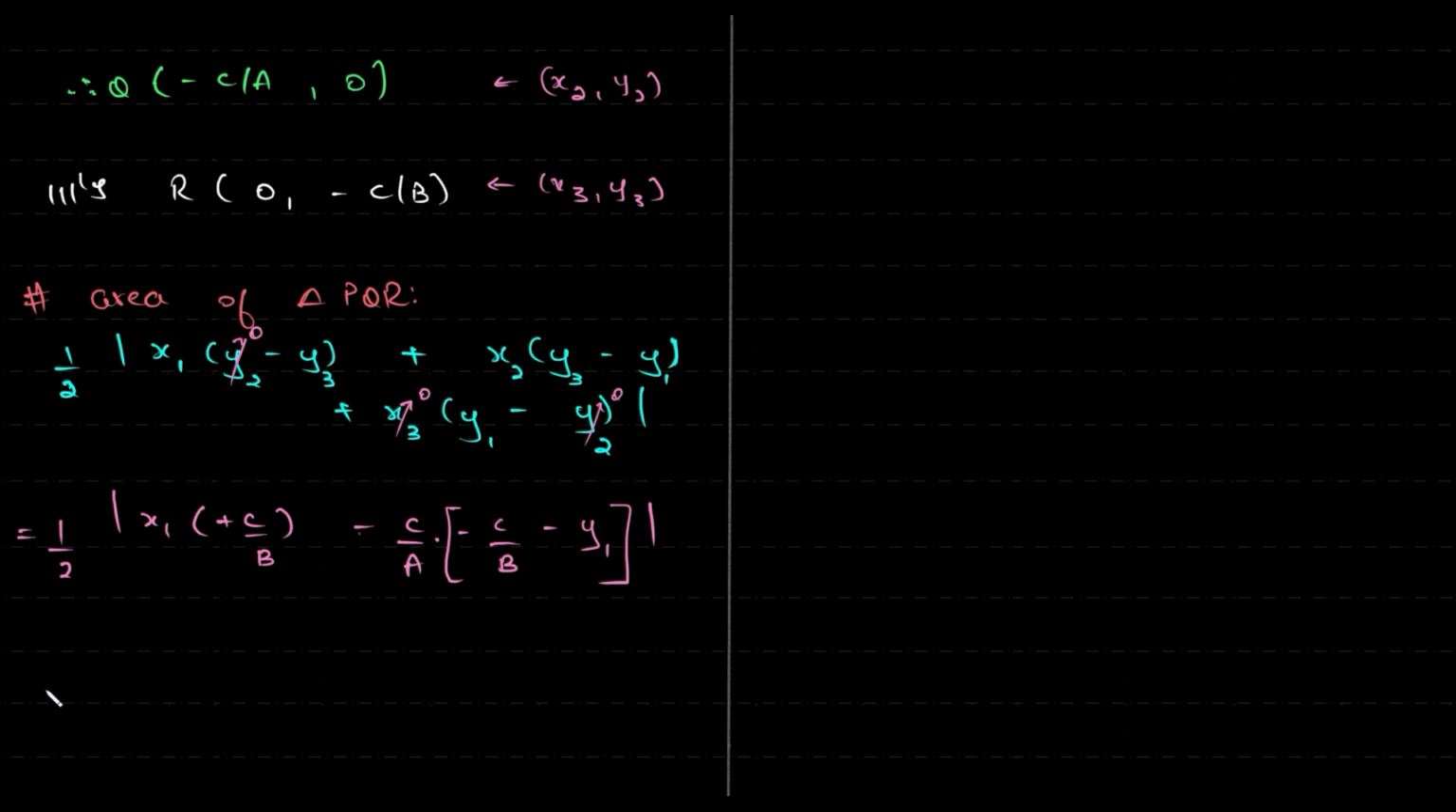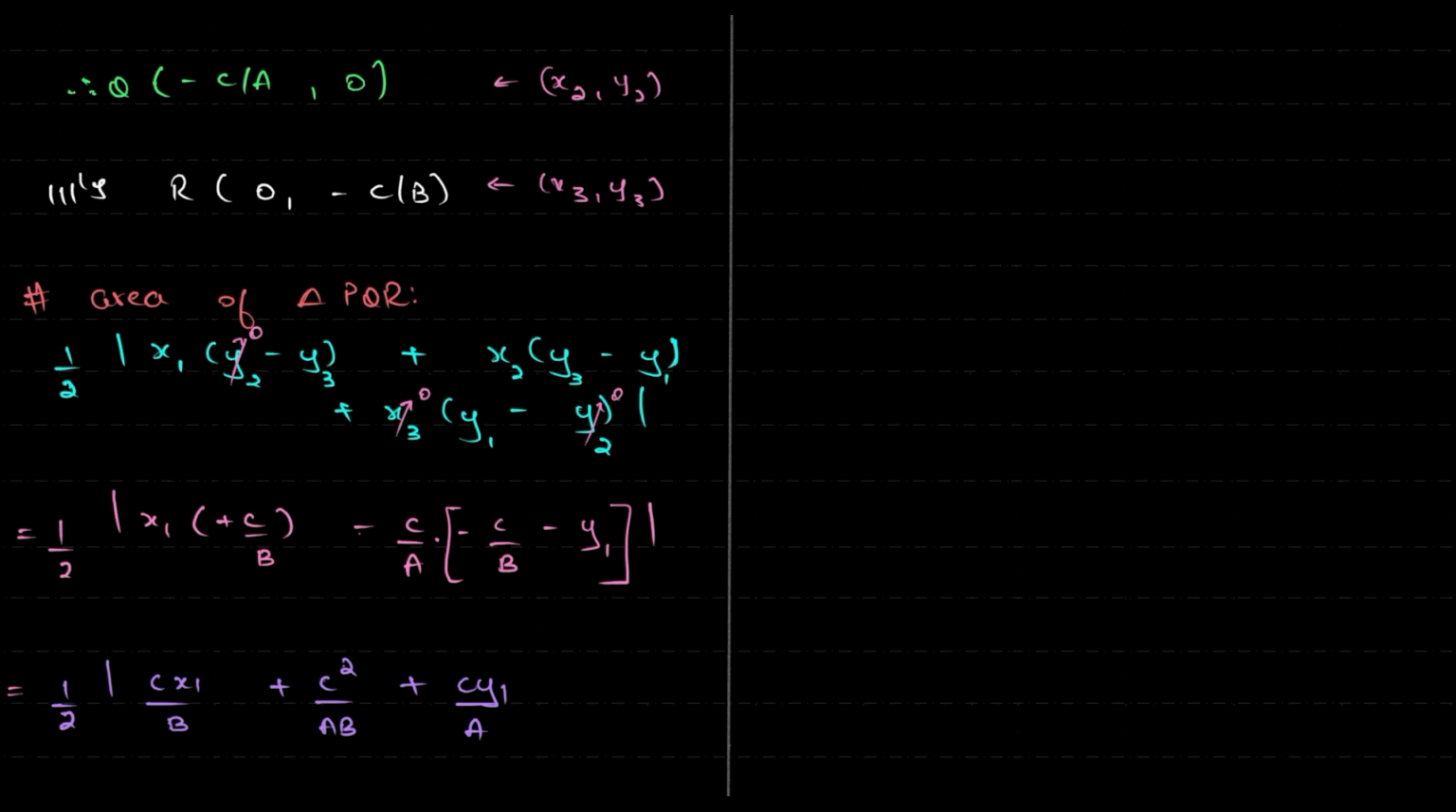Okay, so a bit of simplification will help a lot. So we have half of c x1 by b. All of this I can multiply and we have plus c square by ab, and then we have plus c y1 by a.